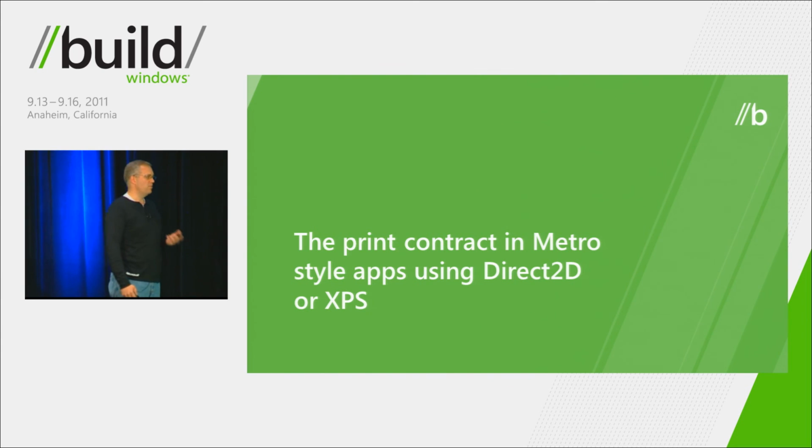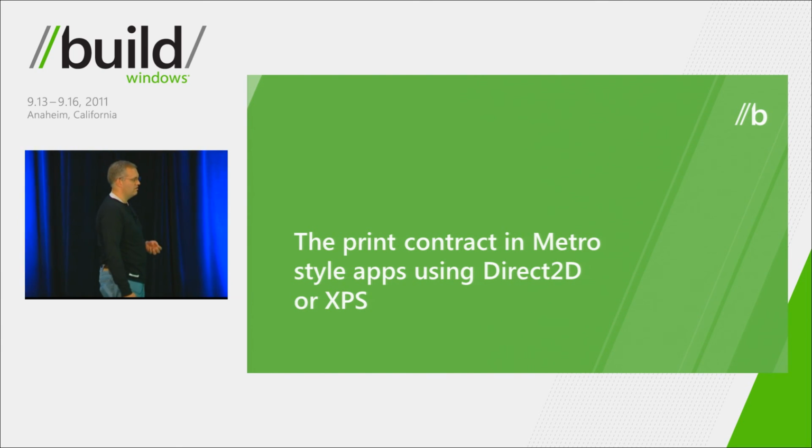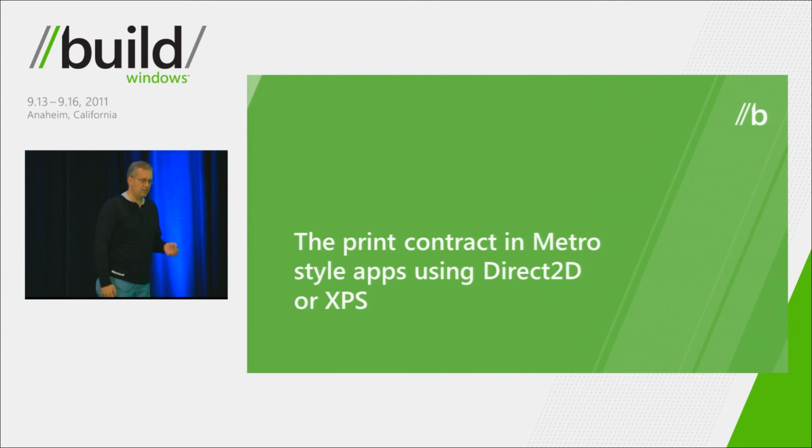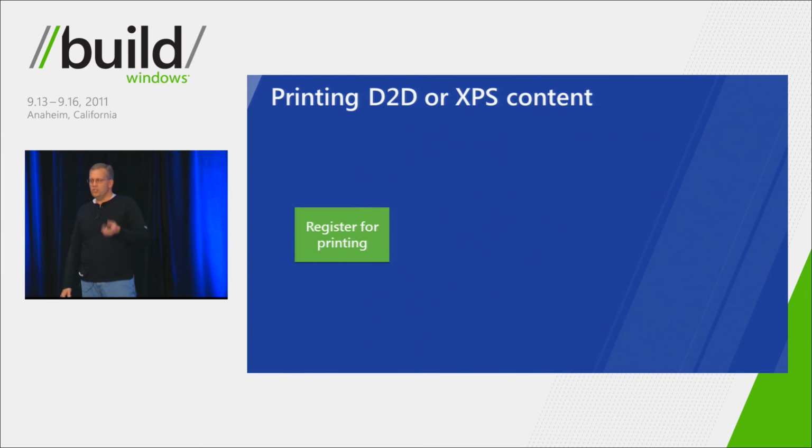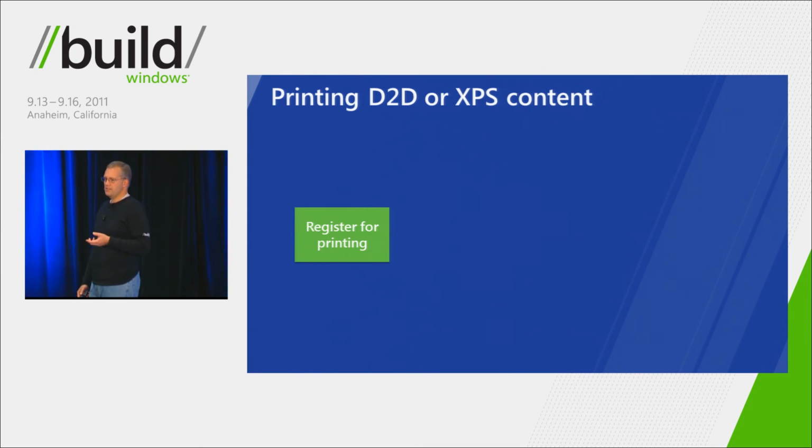sometimes people need that full control. Sometimes they need the ability to get down and deal with the nitty-gritty of what's going on on that printed page. We allow for that as well. You can use D2D or XPS, Direct2D or XPS, to generate and provide printed content. When you use Direct2D or XPS, however, it's going to be a little bit more work. It's enough work that I'm not going to have time in the couple of minutes that we have left to really go through a sample.